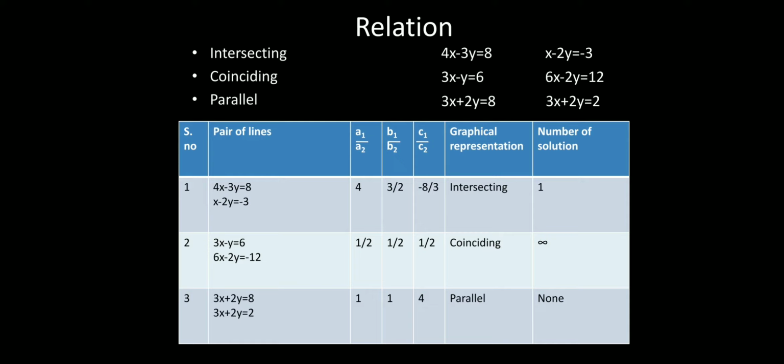The third pair of equations we have is parallel. Okay, so in this we found that a1 by a2 is equal to b1 by b2 but not equal to c1 by c2. Okay, I hope you are understanding. Then the graphical representation will be parallel, and the number of solutions will be none, because they are not intersecting at all and they both have no equal value of x and y.